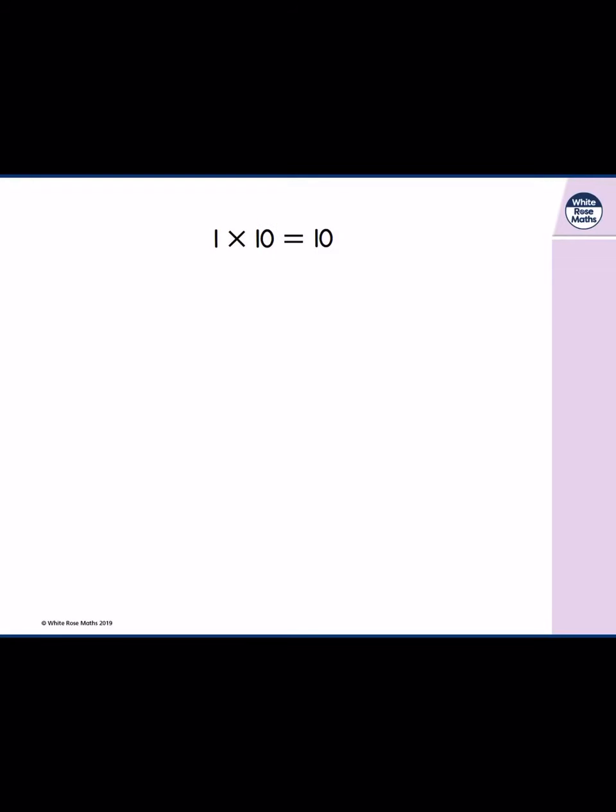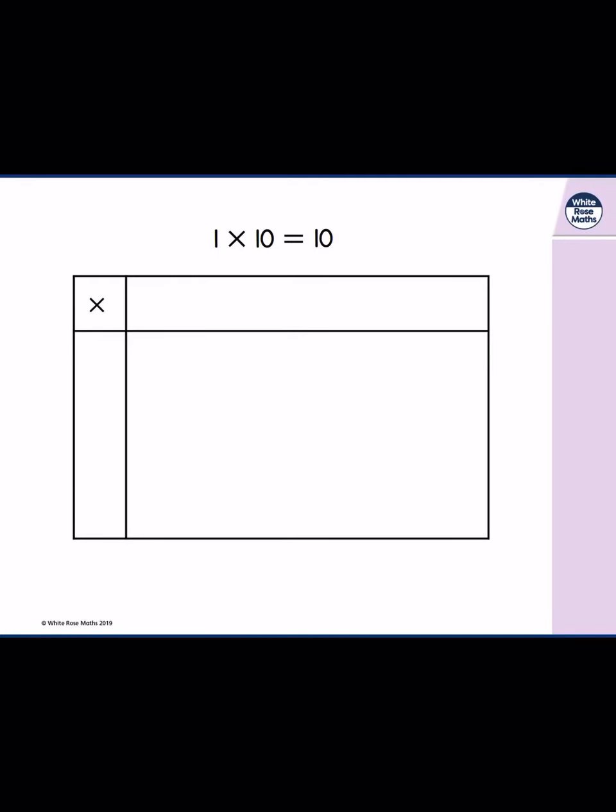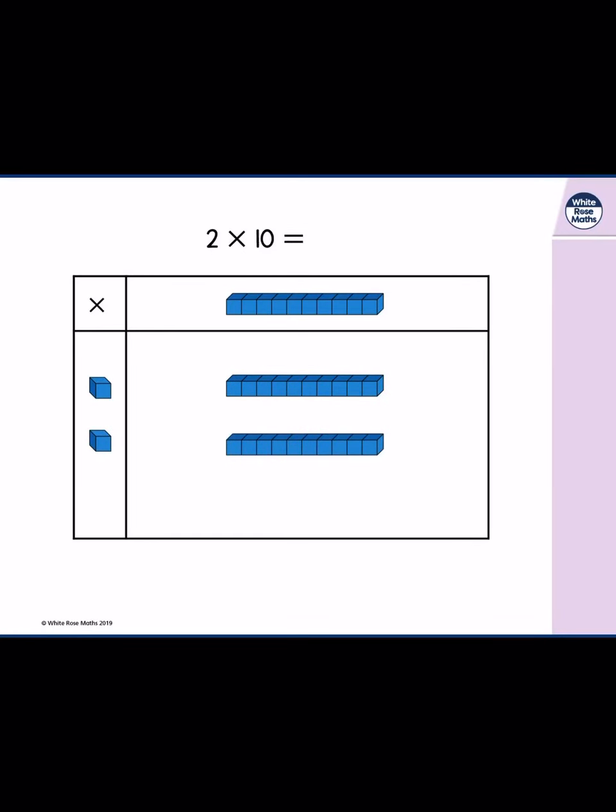Let's put this simple equation into an area model. So a bit like a multiplication grid. You may have seen something like this before at school. So we're going to have 10 multiplied by 1. So we've got a 10 rod and a 1 cube. We know 1 times 10 is 10. Let's have a look at a slightly different one. 2 times 10. So we know that 1 ten was 10, and another 1 ten is also 10. So that would be 20.